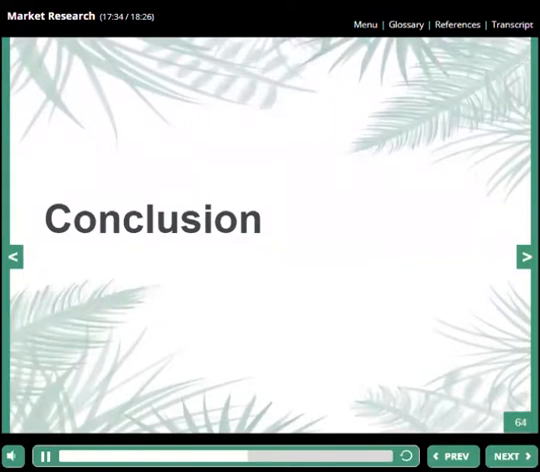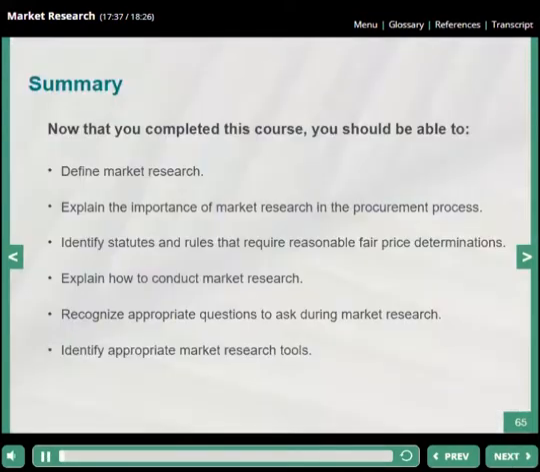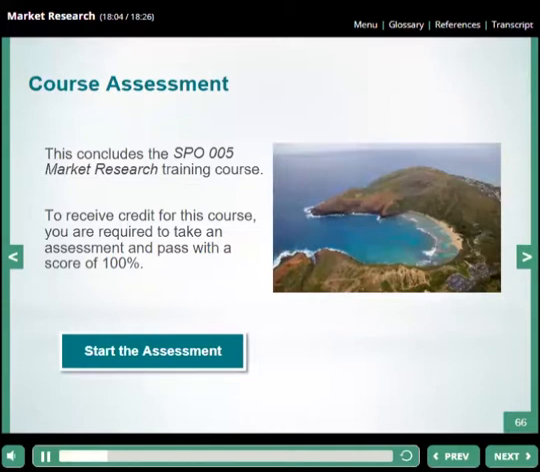Let's take a minute to review some key points from this course. In this course, you are presented with information to help you navigate the process for market research. You should now be able to define market research, explain the importance of market research in the procurement process, identify statutes and rules that require reasonable fair price determinations, explain how to conduct market research, recognize appropriate questions to ask during market research, and identify appropriate market research tools. This concludes the SPO 005 Market Research Training Course. To receive credit for this course, you are required to take an assessment and pass with a score of 100%.